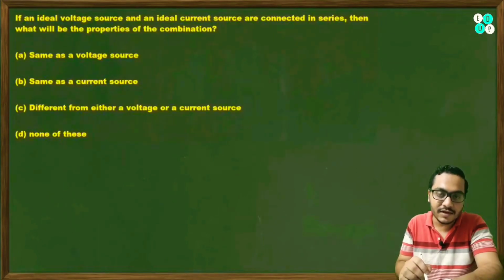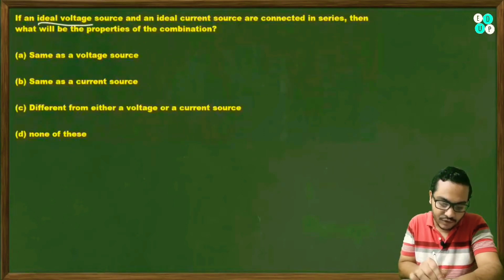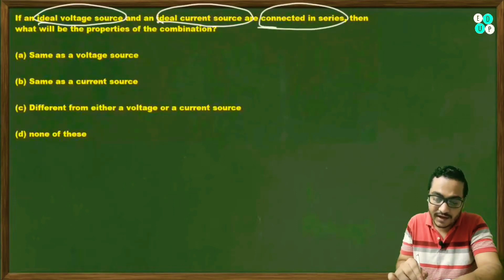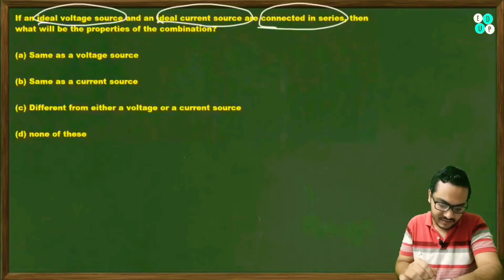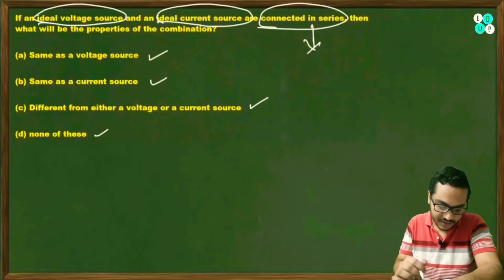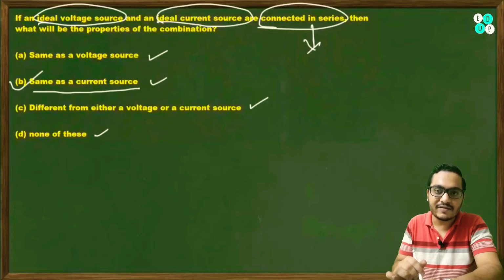Now let's come to the question. In this question there are two sources, one ideal voltage source and one ideal current source, connected in series. We have to tell what the combination is equivalent to: either a voltage source, or a current source, or different from either, or none of these. I told you in the previous slide that in series connection the current is the same, so the current source gets more priority. So option B is the right answer, the same as a current source. You can expect such a question directly in an SSC-like exam.